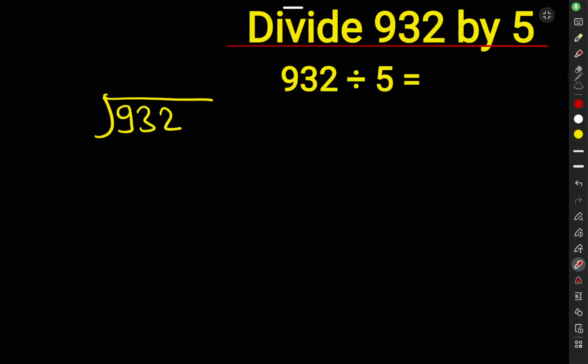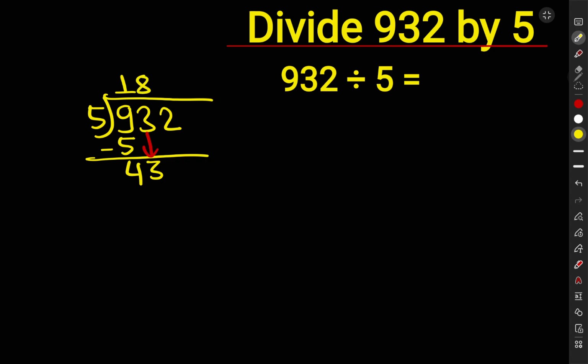We divide 932 by 5 in long division method. 5 times 1 is 5. On subtracting we get 4. So now we put down this 3 and it is 43.